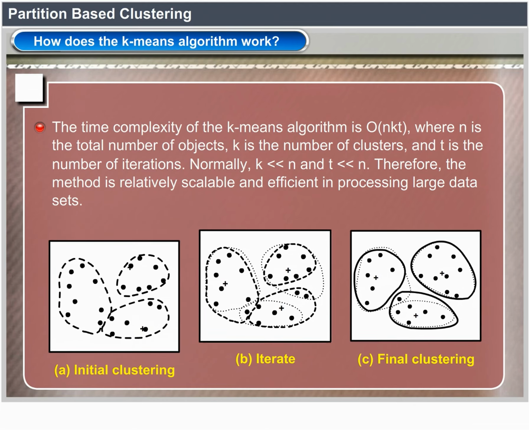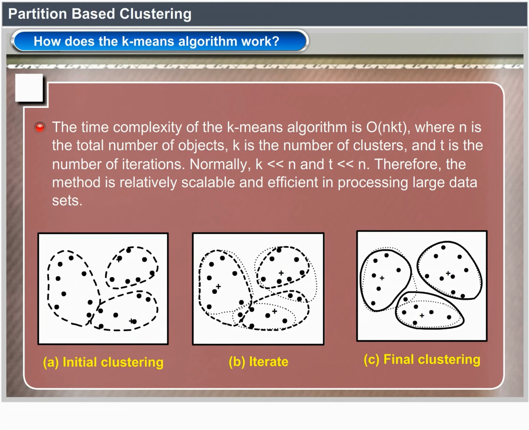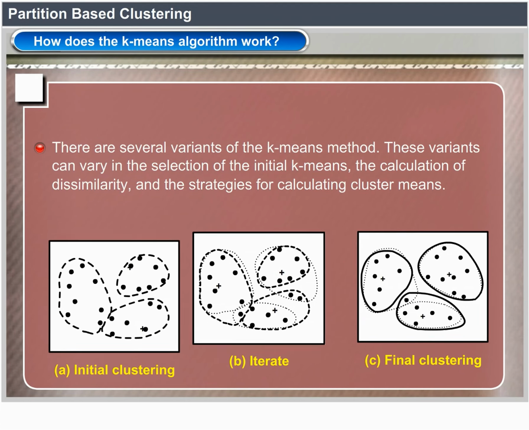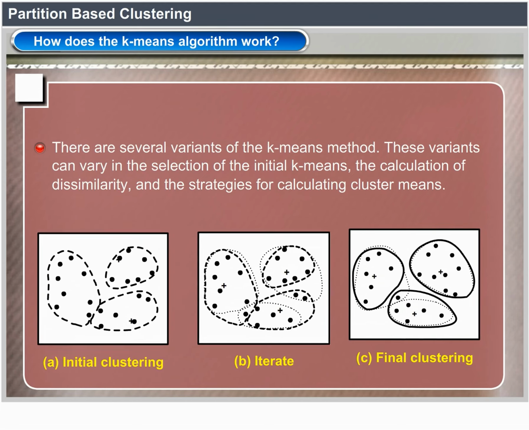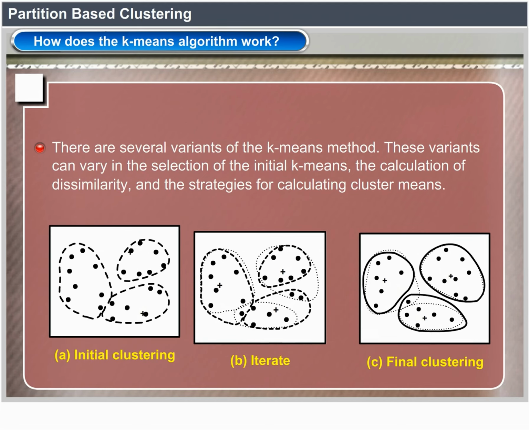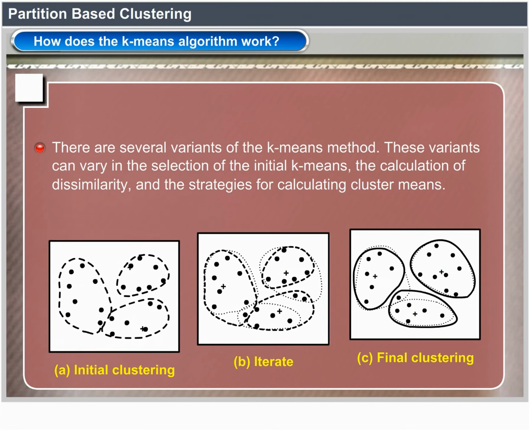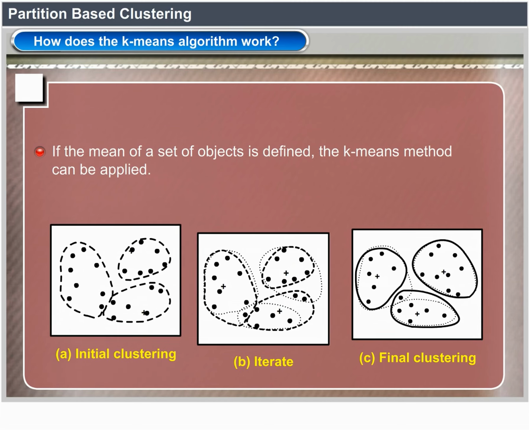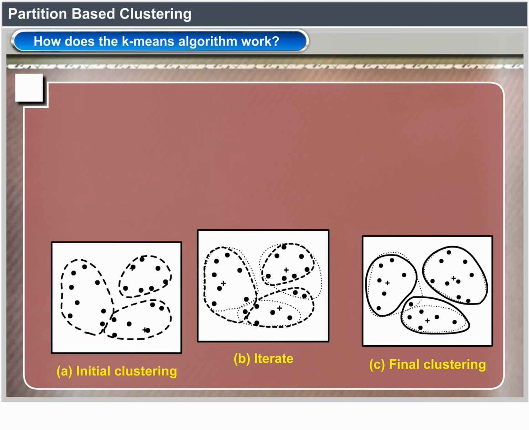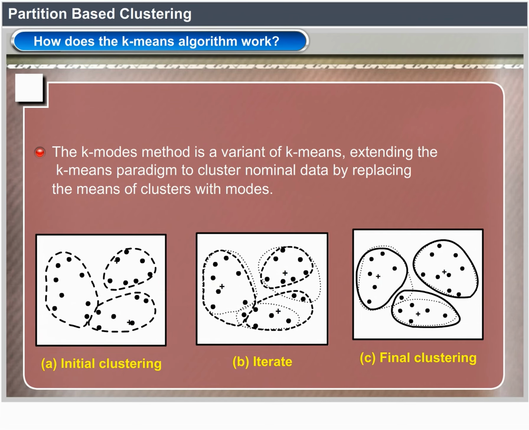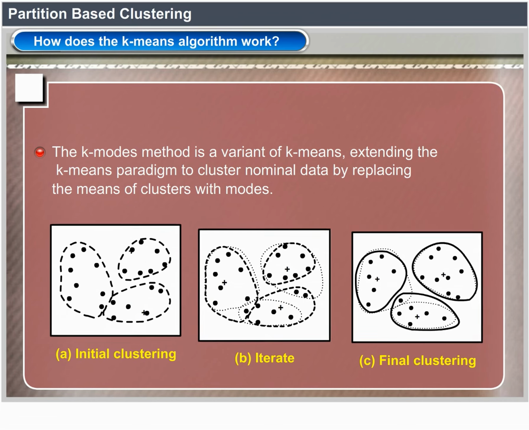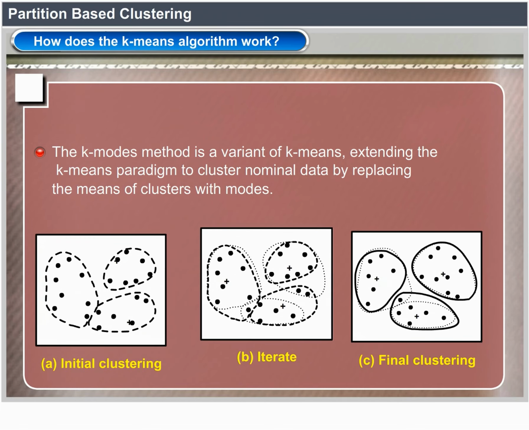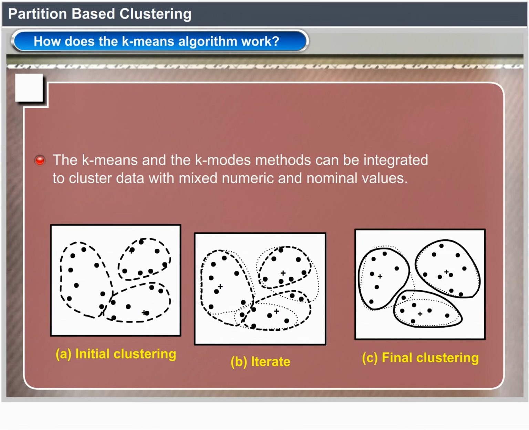There are several variants of the k-means method. These can differ in the selection of the initial k means, the calculation of dissimilarity, and the strategies for calculating cluster means. The k-means method can be applied only when the mean of a set of objects is defined. The k-modes method is a variant of k-means, which extends the k-means paradigm to cluster nominal data by replacing the means of clusters with modes. The k-means and the k-modes methods can be integrated to cluster data with mixed numeric and nominal values.